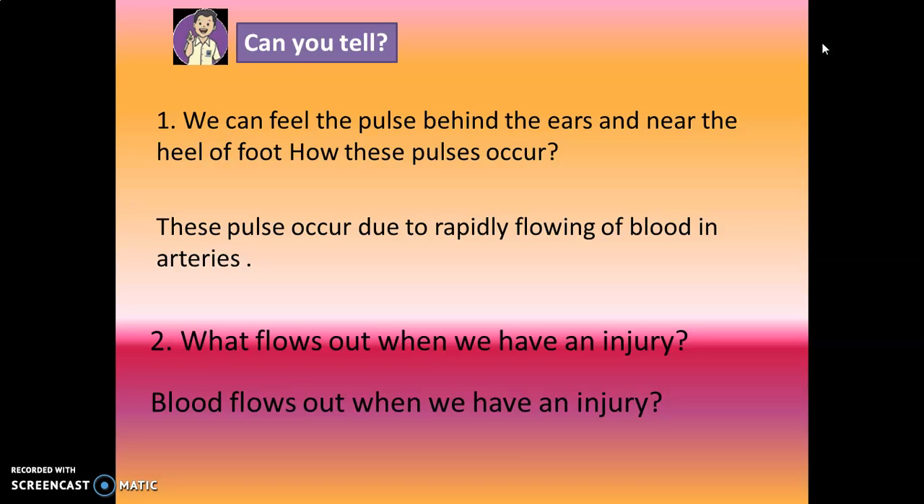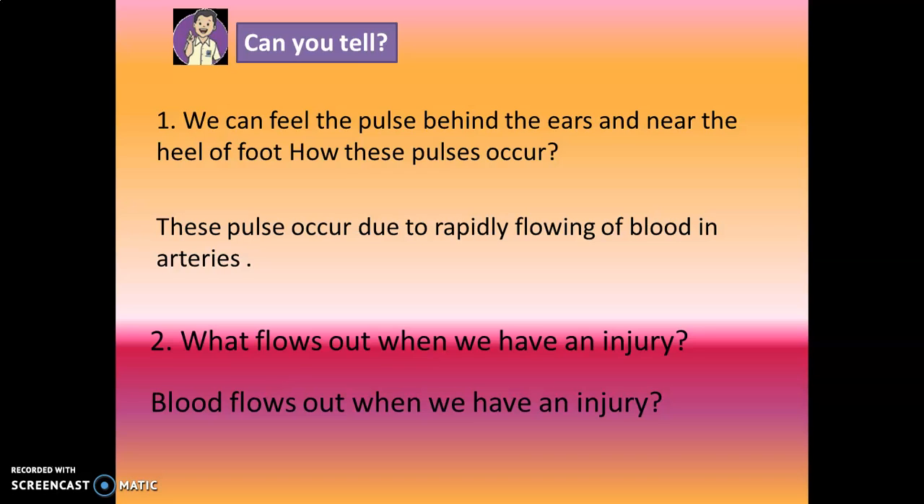We can feel the pulse behind the ears and near the heel of the foot. How do these pulses occur? These pulses occur due to rapid flowing of blood in the arteries. And what flows out when we have an injury? Blood flows out when we have an injury. So children, can you guess now what we are going to study today?